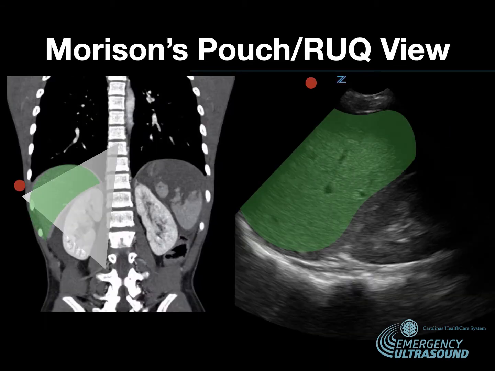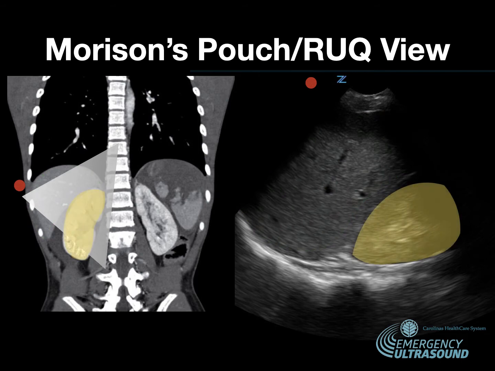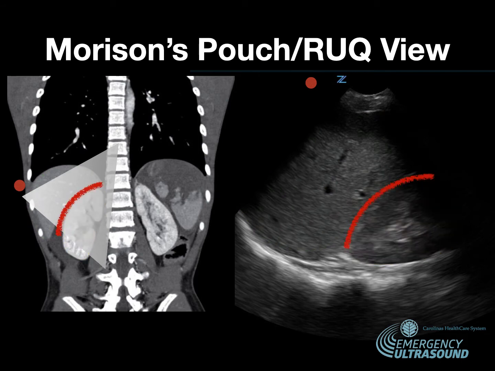If we're looking here, let's orient to what we're seeing. We should be seeing the liver in green, then the kidney. We're looking at Morison's pouch, so that space between the liver and the right kidney, and our diaphragm right here. We are also seeing our spine at the very bottom of the screen.